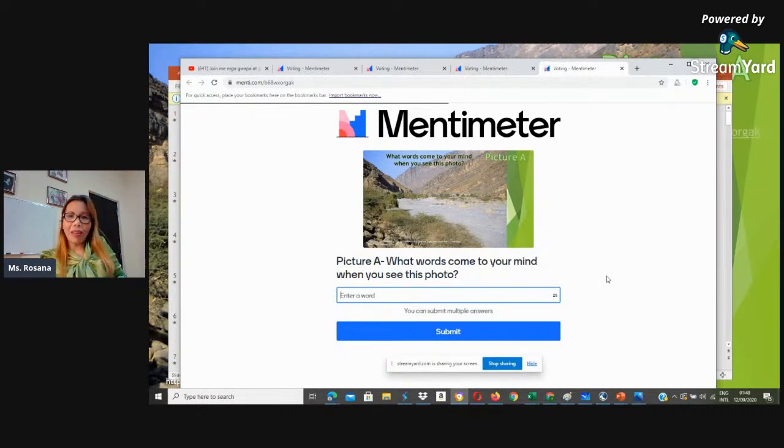Okay, so you can see there a photo, and then there is the instruction to type up the words that come to your mind when you see the photo. Okay, now you type up the word in the box and then click submit. Now you can type up as many words as you want. Okay, now I'm going to show you the teacher's view because here what I have is the student's view. When they click on the link, then this is what they see. Okay, now let's show the teacher's view.